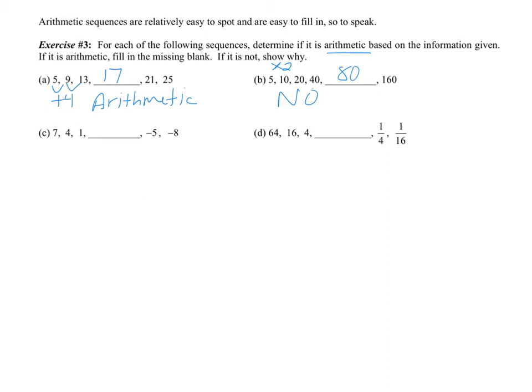C. How do I go from 7 to 4 to 1? Well, I hope you notice that it's minus 3. And in this case, it is arithmetic because I'm adding a negative. So in this case, it is definitely arithmetic. And my missing blank is negative 2.